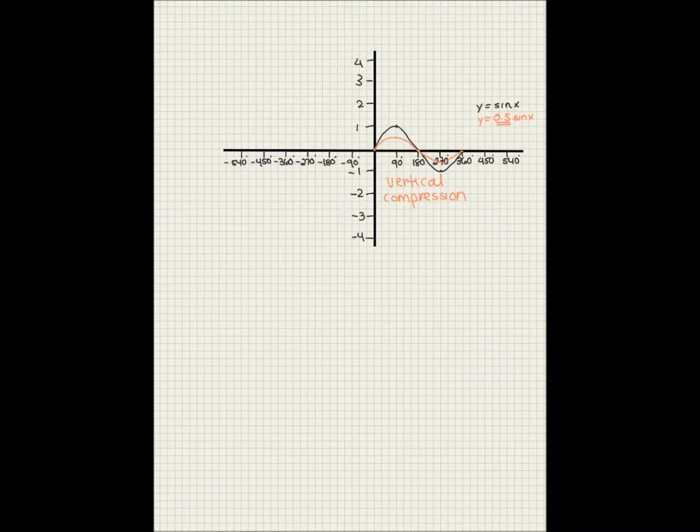Now this is called a vertical compression. As you see, the black graph is the original sine graph, but because there's a 0.5 in front of it, we're going to multiply all the y values by 0.5. So 0 times 0.5 is 0, 1 times 0.5 is 0.5, 0 times 0.5 is 0, negative 1 times 0.5 is negative 0.5, and 0 times 0.5 equals 0. As you see, the graph has been compressed.